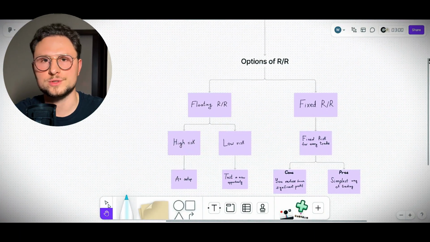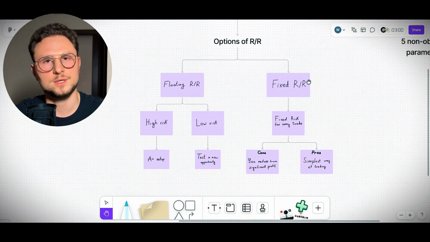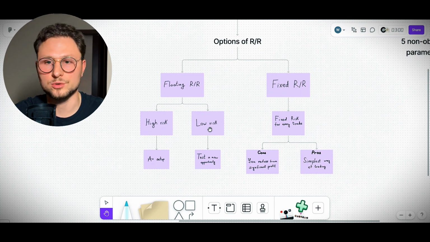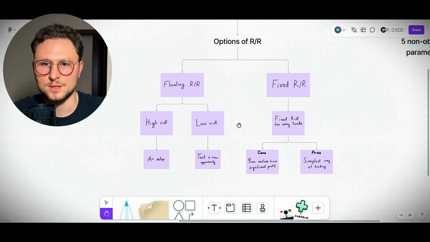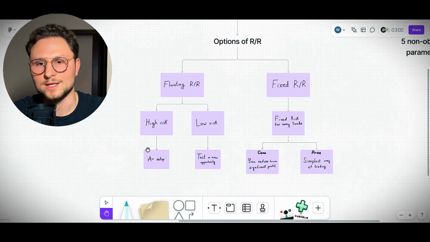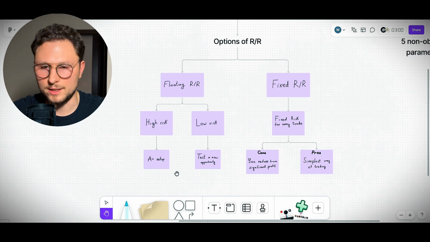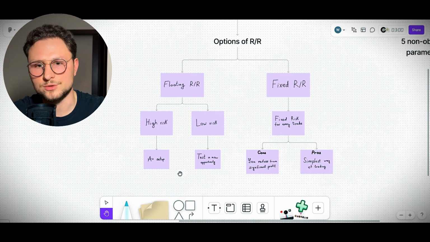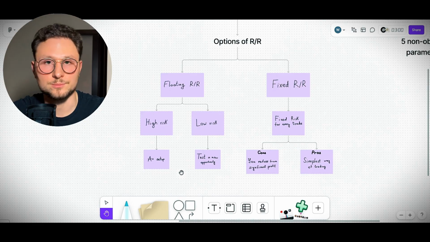There are a few options to use RR: floated and fixed. The first one, floated RR, can be high or low risk depending on the situation. If you see a great opportunity, an A+ setup, it makes sense to take a bigger risk and potential profit at the same time, because the chances that you close your trade in profit are big.